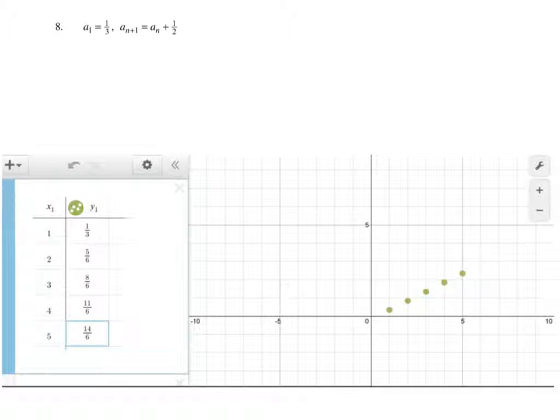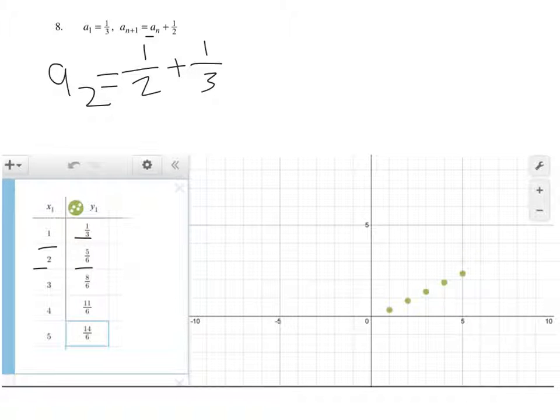Now I'm just showing it graphically like this. Our first term is 1/3. Our second term is going to be 5/6. All I'm doing right here is 1/2 plus 1/3. That's all I'm doing. It's just saying that a2 is going to equal the first term plus 1/2. So with this one, finding common denominators, I'm just going to make this 3/6 plus 2/6, which will give me 5/6. And then I just keep on adding 1/2 to the next one, to the next one, to the next one.